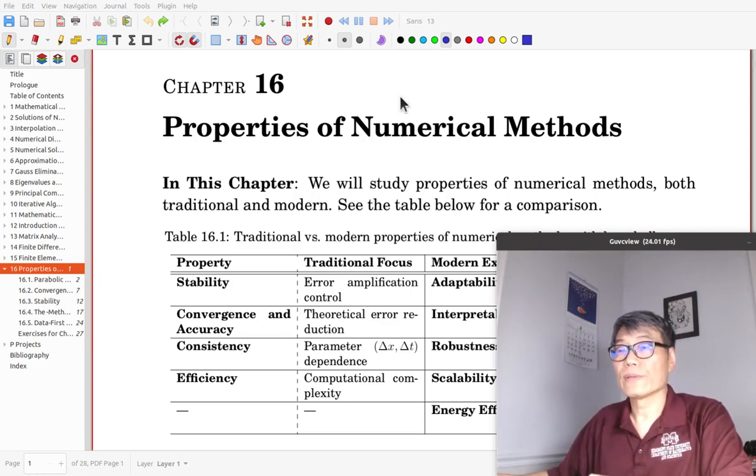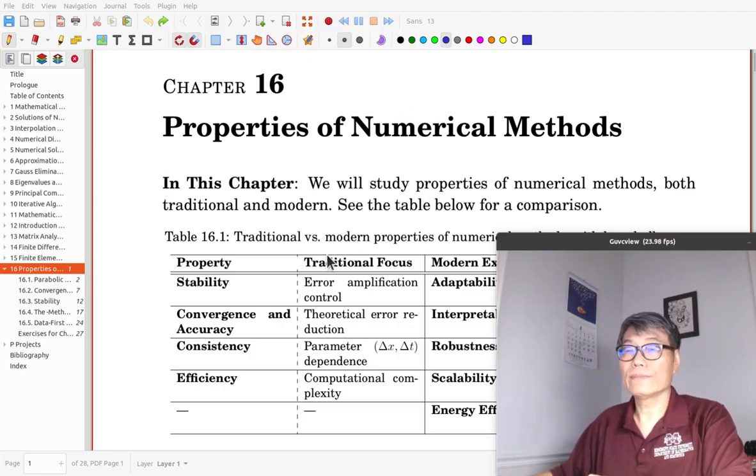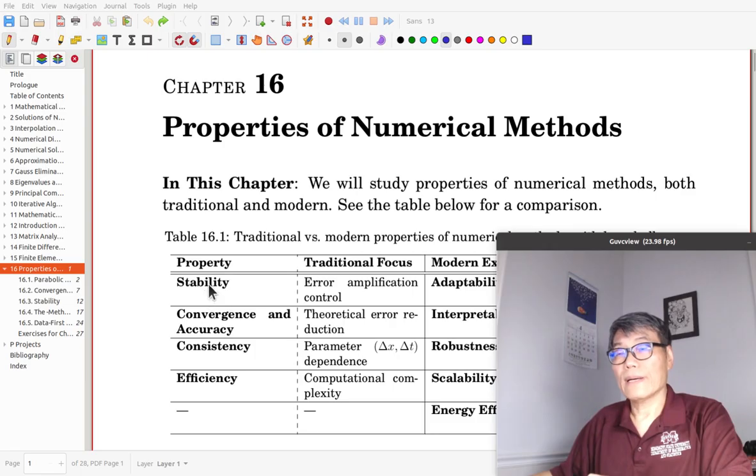In this chapter, we'll study properties of numerical methods, both traditional and modern. Let's see the table. These are traditional properties of numerical methods: stability, convergence and accuracy, consistency, and efficiency. They are for error control and parameter dependence of the algorithms and computational efficiency.